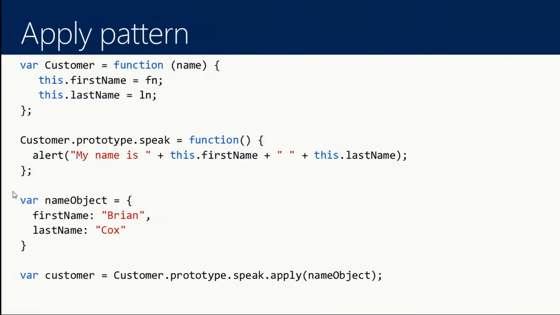And then I can go ahead and create a literal object down here that just has first name and last name inside of it. So this is a brand new object. It's a literal object with first name and last name. And if you look all the way down here at the bottom, you have customer, prototype, speak, which is this new method up here, and then apply. And see how I'm passing in the name object into the apply method?